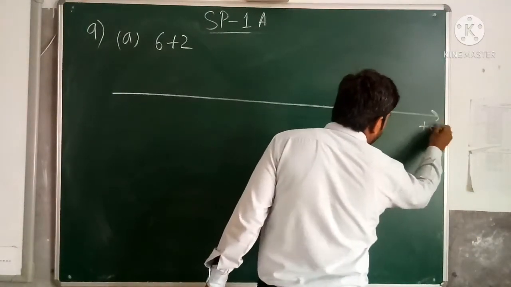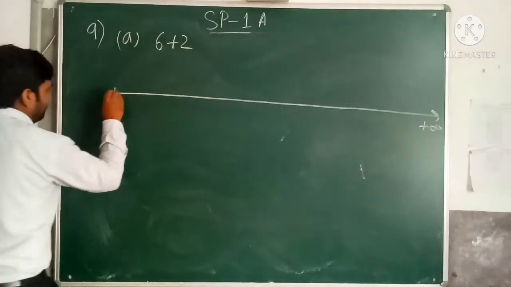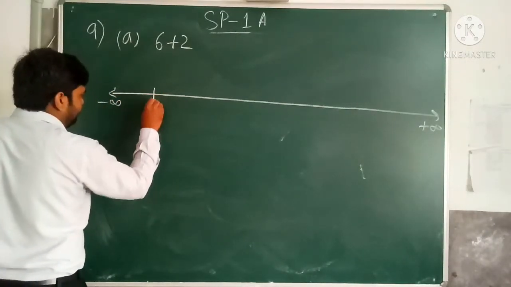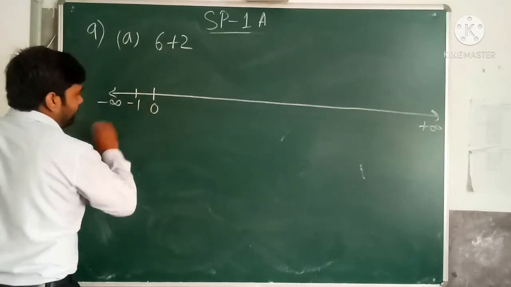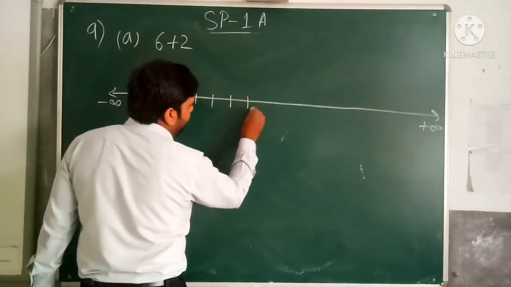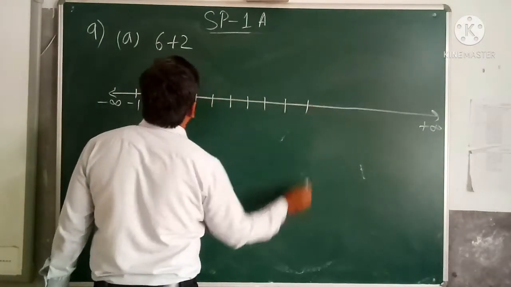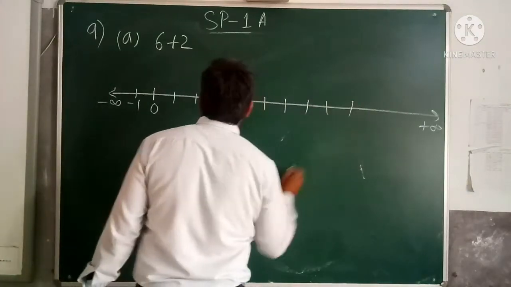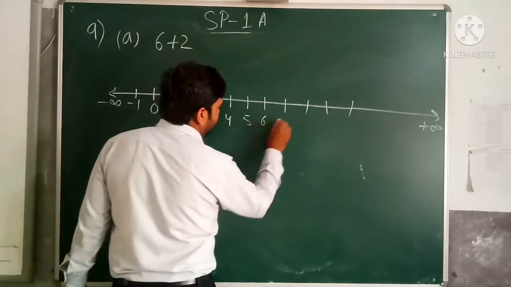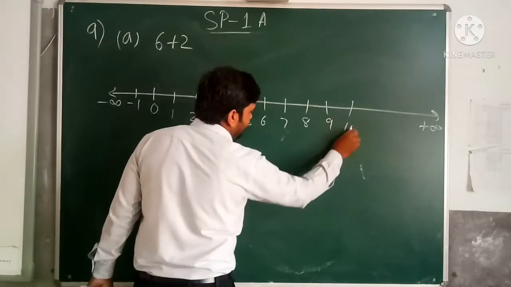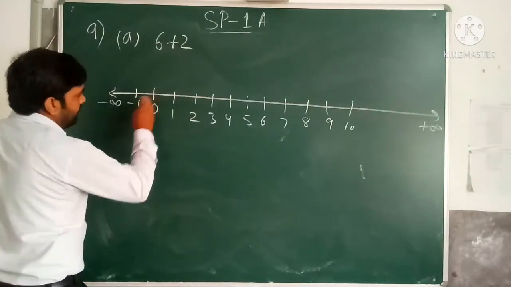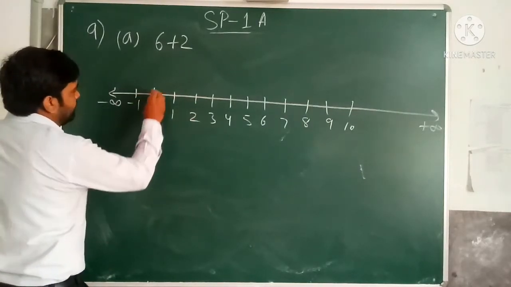This is plus infinity. This is minus infinity. So we will start from here, 0, minus. Now 1, 2, 3, 4, 5, 6, 7, 8, 9, 10. Now 1, 2, 3, 4, 5, 6, 7, 8, 9, 10. So plus means we have to move in the right direction, from the 0 to the right. How many steps? 6 steps.